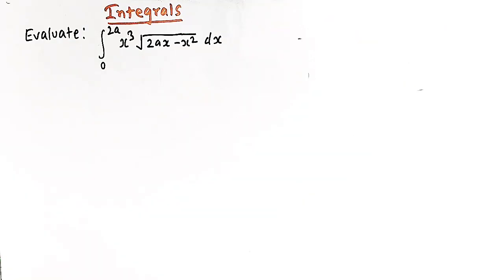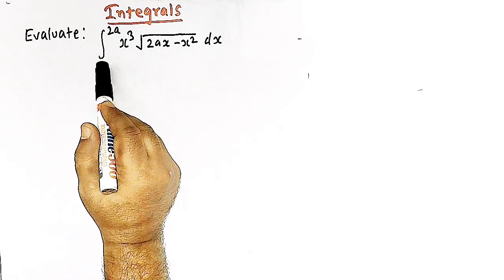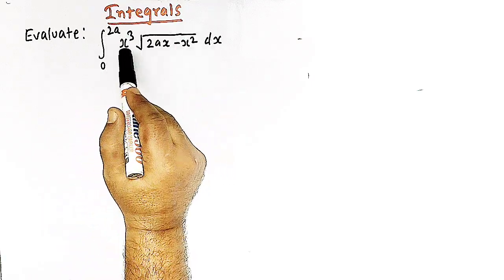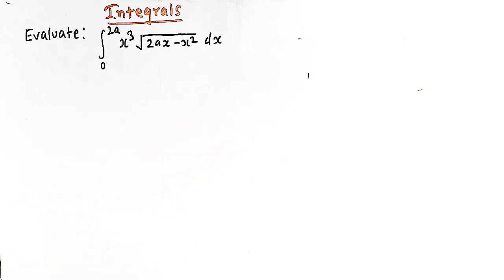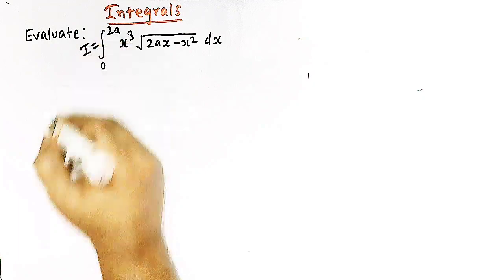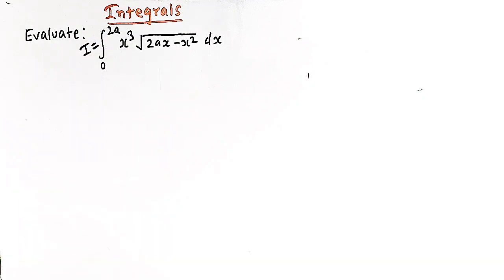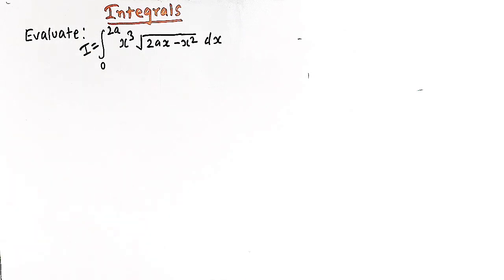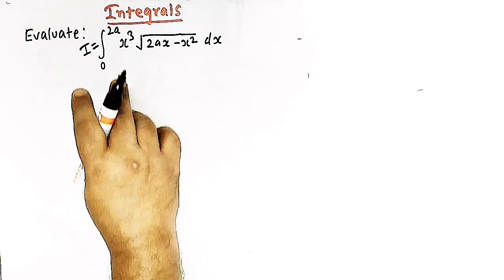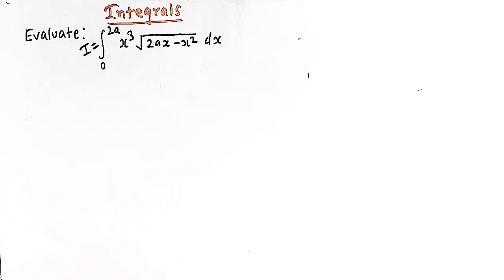Hello viewers, in today's session we are going to discuss another important problem from integrals, and here we are going to evaluate this integral from 0 to 2a, and the integrand is x cube times square root of 2ax minus x square, right? So here let us call this integral as I, and in order to evaluate this integral, we'll first make use of the method of substitution to reduce this integral into beta function, and then we'll apply some properties of beta and gamma functions to get the final value of this integral I, right?